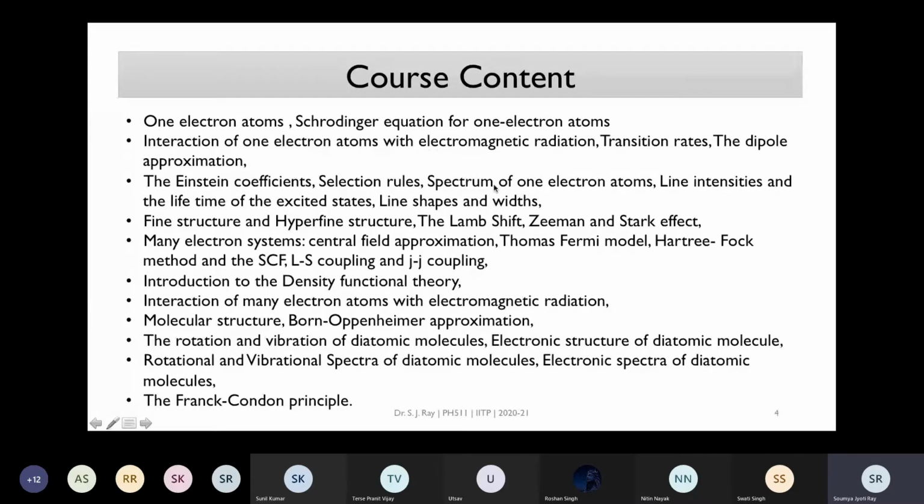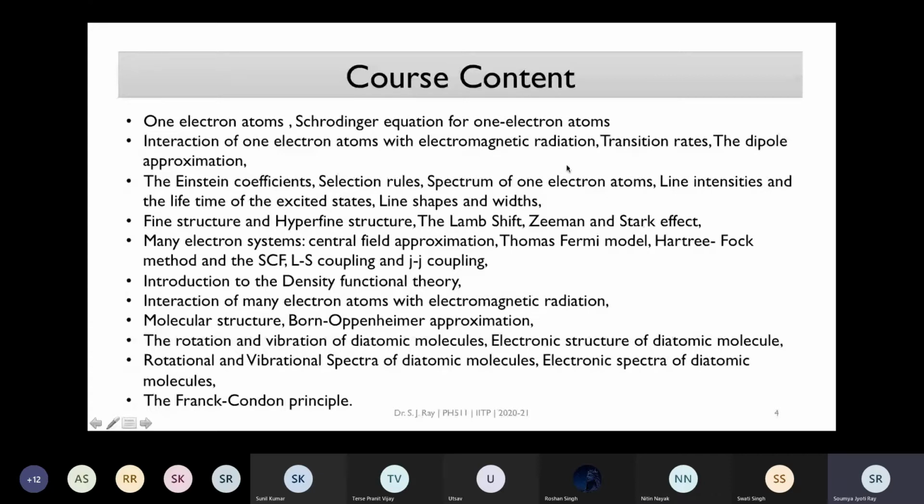Next, we'll discuss fine structure and hyperfine structure, that is, how different spectral lines get split in different environments. These different effects will be discussed, like the Lamb shift, Zeeman effect, and Stark effect. So this is, let's say, the basics of the first part of atomic physics. I think you have either covered this earlier in your BSc, or in quantum mechanics in your last semester. I think some part you have already covered.